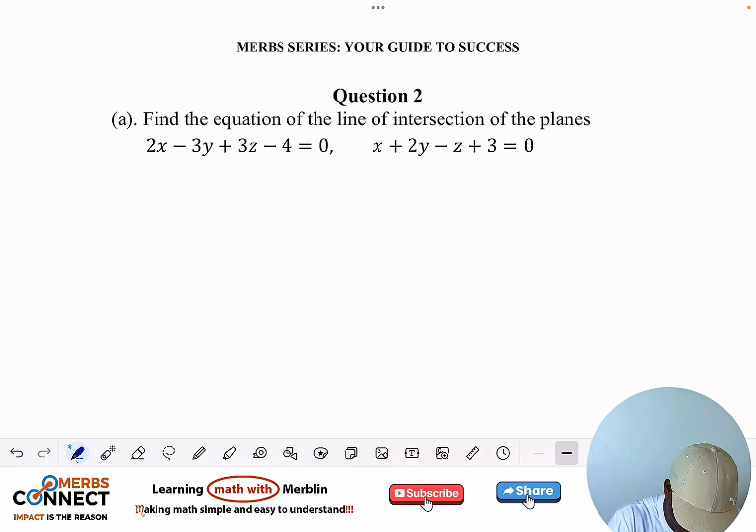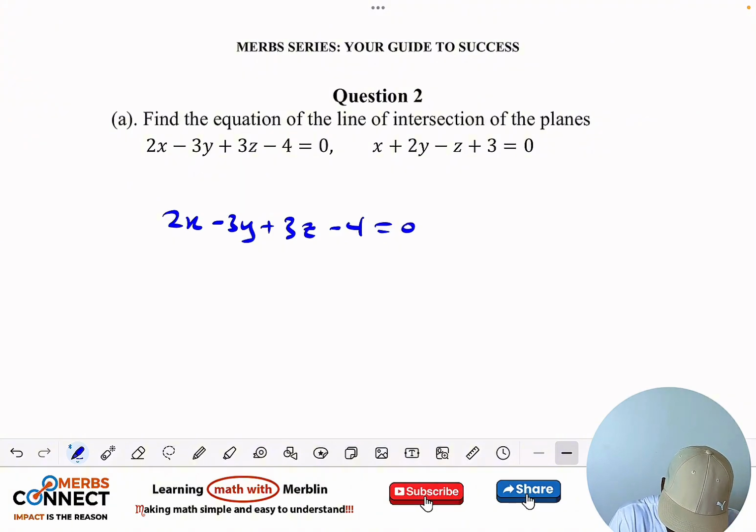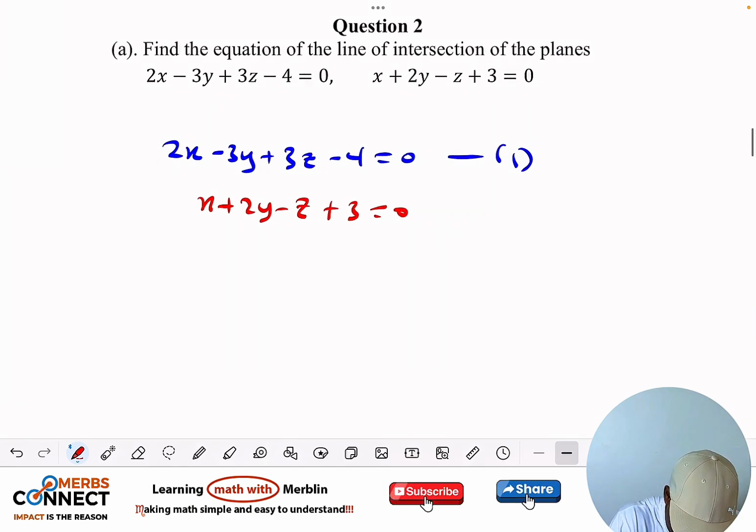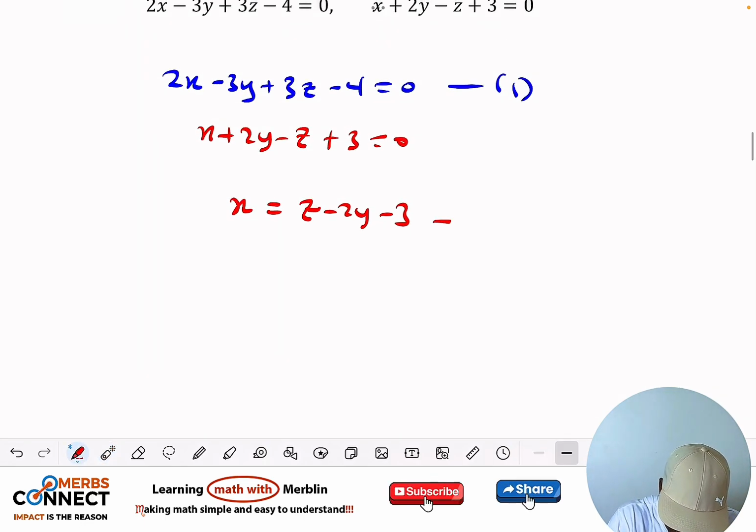Now this one, I'm going to write 2x minus 3y plus 3z minus 4 is equal to 0. Let me call this one equation 1. And then x plus 2y minus z plus 3 is equal to 0. I'm going to make x the subject here. So I'm going to have x equals z minus 2y minus 3. So I'm just moving this one to the right side. And let me call this one equation 2.